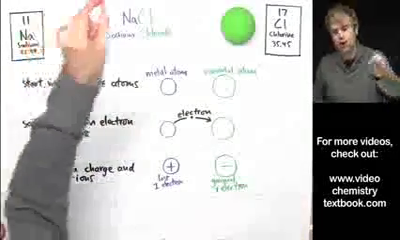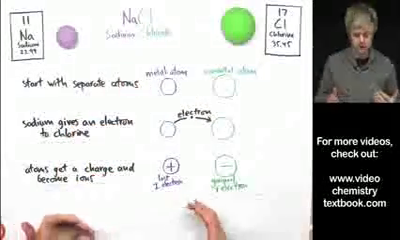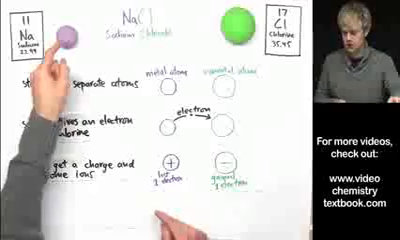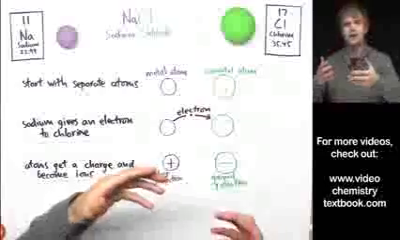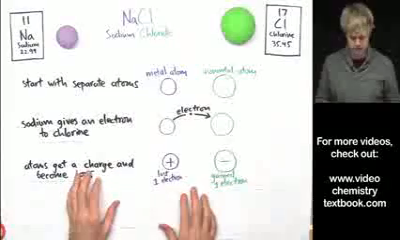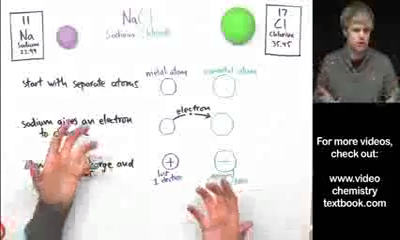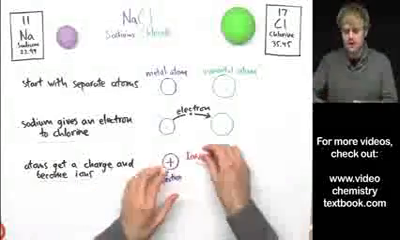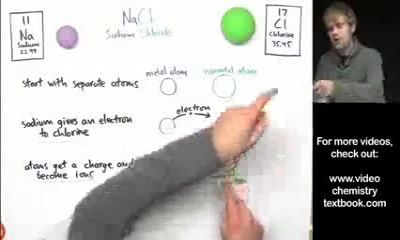Sodium gives away one of its electrons to the chlorine, so it loses one electron. It has one fewer electron, and that's going to give it a positive charge because it lost an electron. But chlorine gained one of the electrons from sodium, so it's going to become negative. It's going to get a negative charge because of that extra electron. So now these two atoms take on electrical charges. And what do we call atoms that have charges? We call them ions. Sodium becomes a positive ion, chlorine becomes a negative ion.